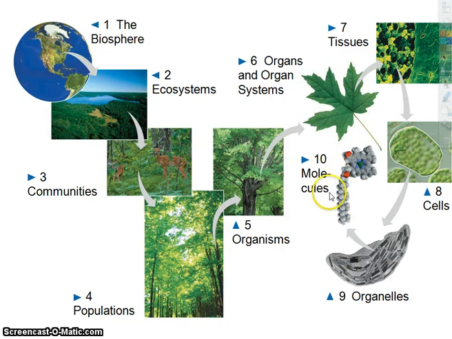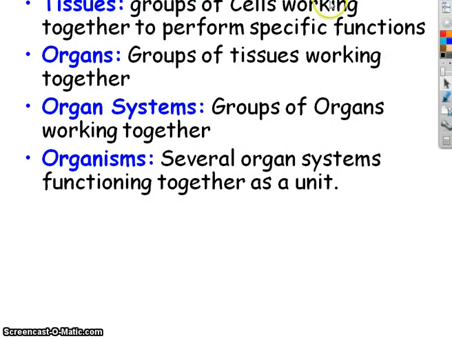So here are your molecules, and then several molecules organized in a specific way. We have the emergent property of an organelle, and then cells, tissues, organ systems, the whole thing. I have the definitions here. So a tissue is a group of cells that work together. For example, muscle tissue consists of cells that have certain properties, such as the property to contract.